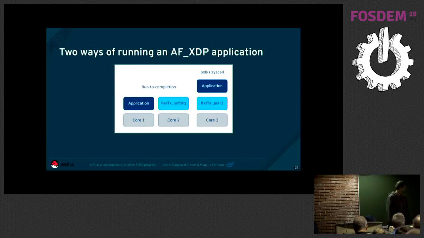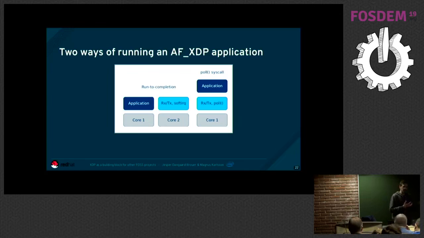So how do we actually run this? And that gets to your question. Currently, with the benchmarks I showed you, we run this in what we'll just call run to completion mode. So we have 2 cores. One core is just doing the soft IRQ, so just receiving the packets in NAPI mode. And the other core is the application.